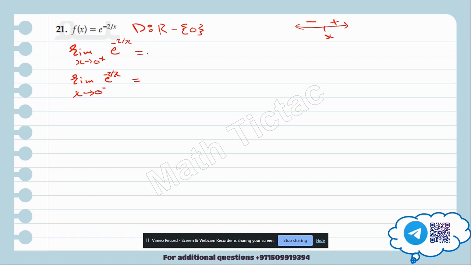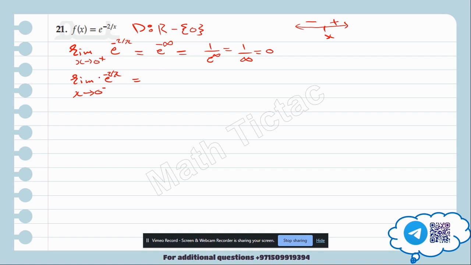So minus 2 over a positive value: the answer for 2 over x will be positive infinity. But since we have a negative over here, it will be e to the power minus infinity, because we have minus 2. If you have 2 over 0 from the right, it will be positive infinity, but because you have a negative, it will be negative infinity. Okay, so e to the power minus infinity is equal to 1 over e to the power infinity, which is 1 over infinity, which is equal to 0. So from the right of the 0, I have a point, which is 0.